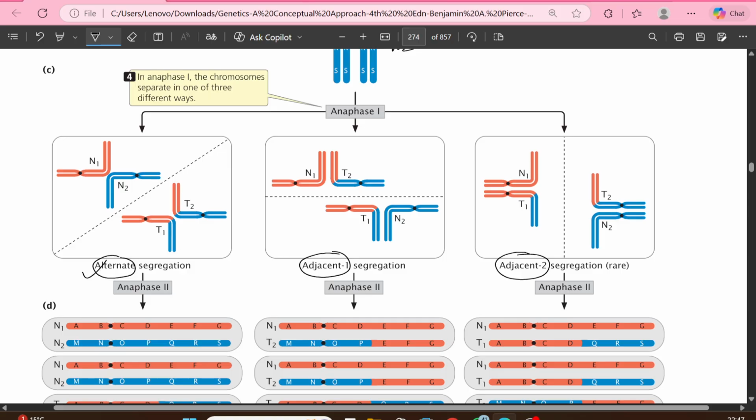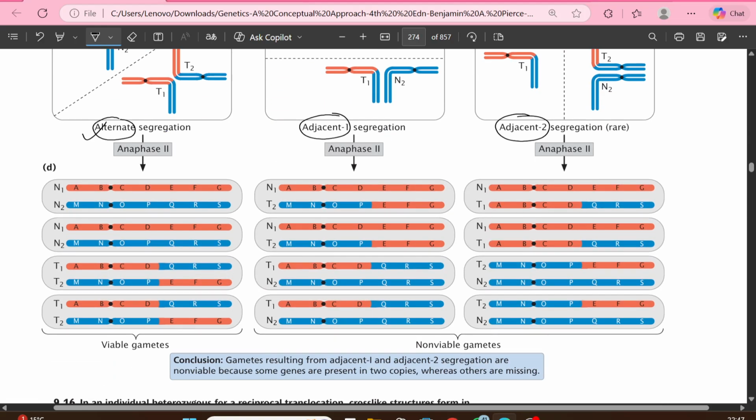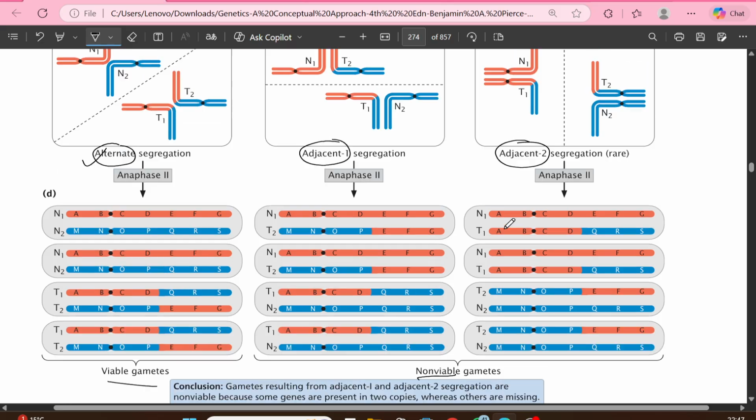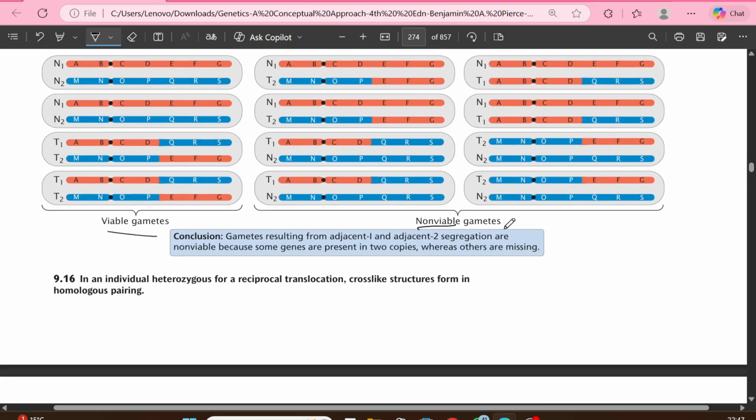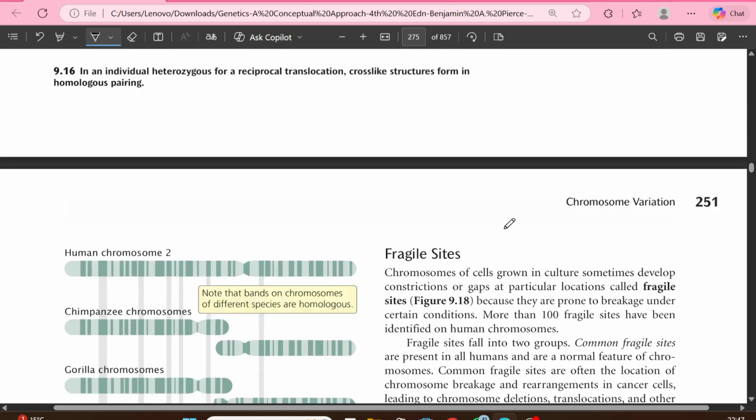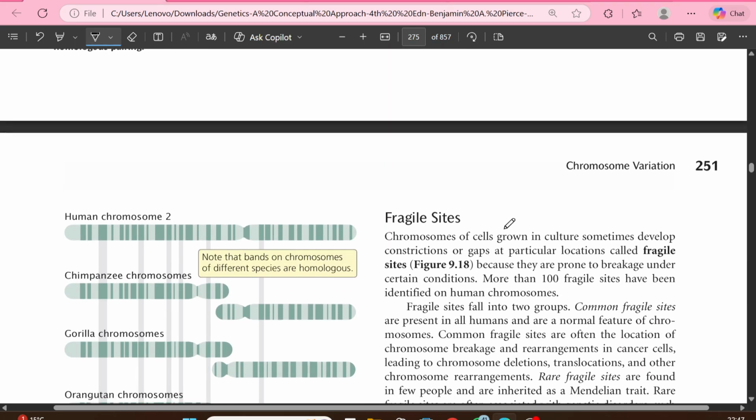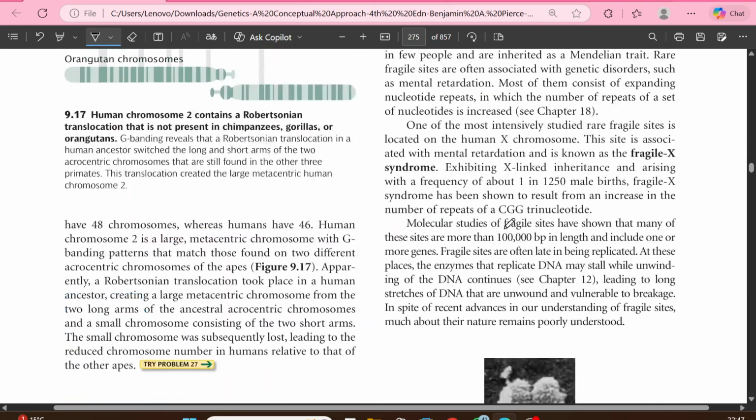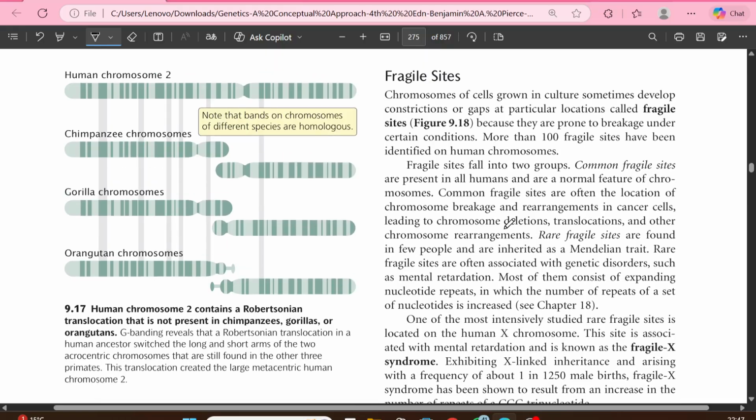Always remember, when the segregation is in the alternate way, you don't need to have much detail of the diagrams, but do remember that if the segregation is in the alternate way, viable gametes will be produced, and if the segregation is in the adjacent way, non-viable gametes will be produced. So this is a typical example of how the translocation effect is visible in the non-viable gametes after anaphase 1 and anaphase 2. Now there are certain examples related to translocation.